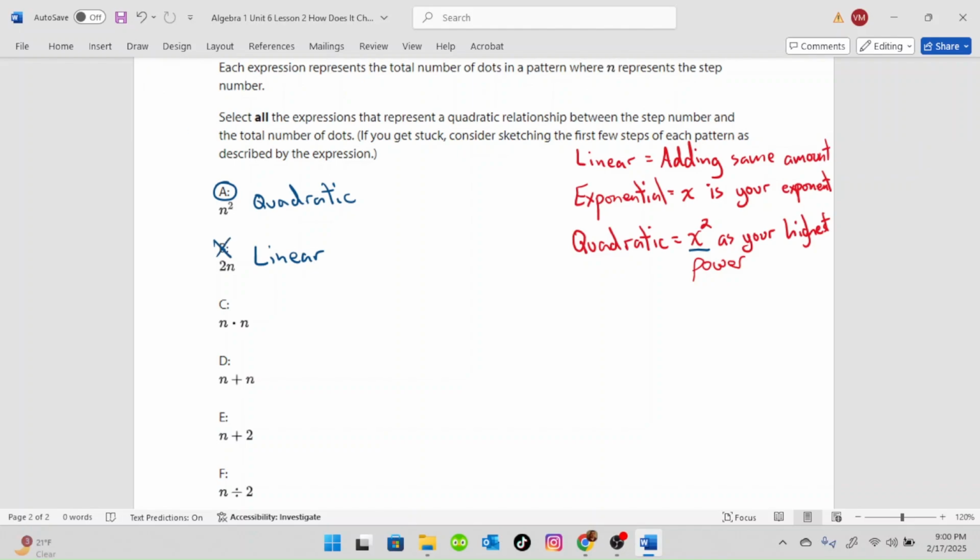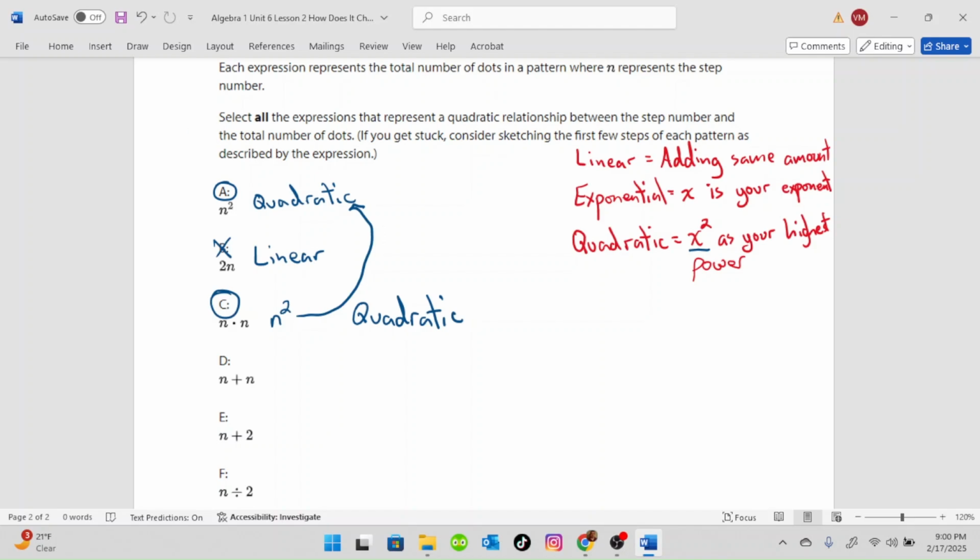C, if you multiply n times n, this is the same as n squared. And that is what we had on A. So C is also quadratic. So C is a correct answer.